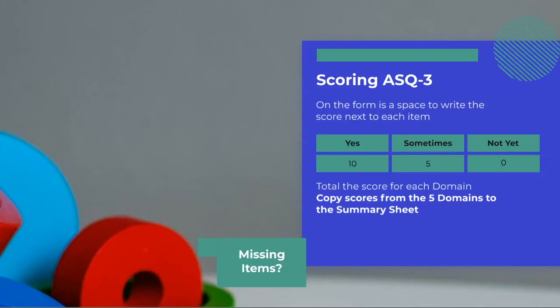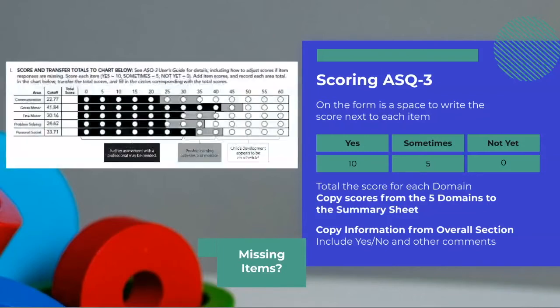It is important to also copy over information from the overall section, including any yes/no answers or comments and concerns. Once you have the overall information also on the summary sheet, write the total scores for communication, gross motor, fine motor, problem solving, and personal social domains on the summary sheet in the total score column. Next to the total score column is a place to fill in circles that match with the potential scores for each domain, from 0 to 60.